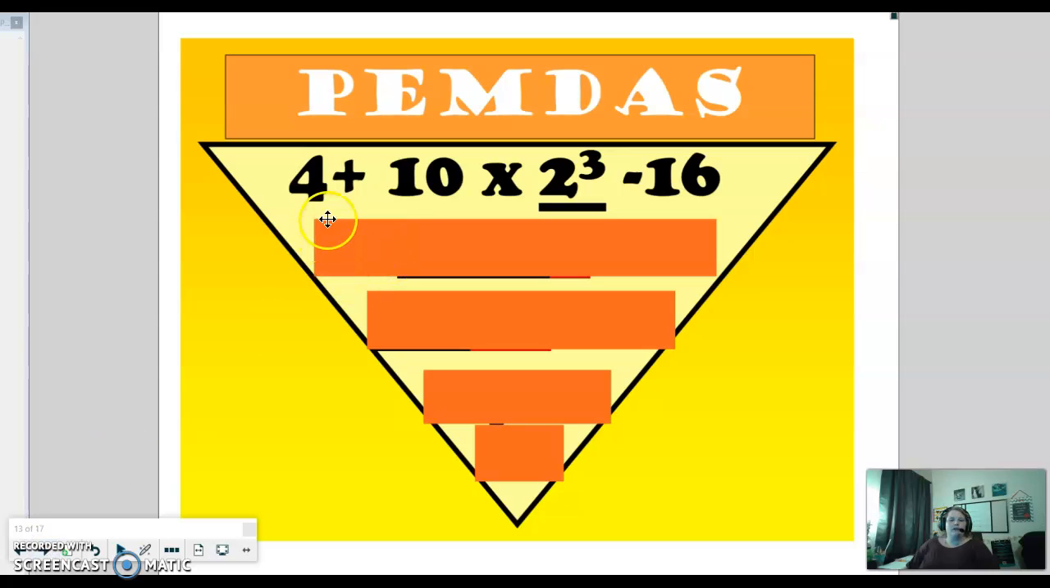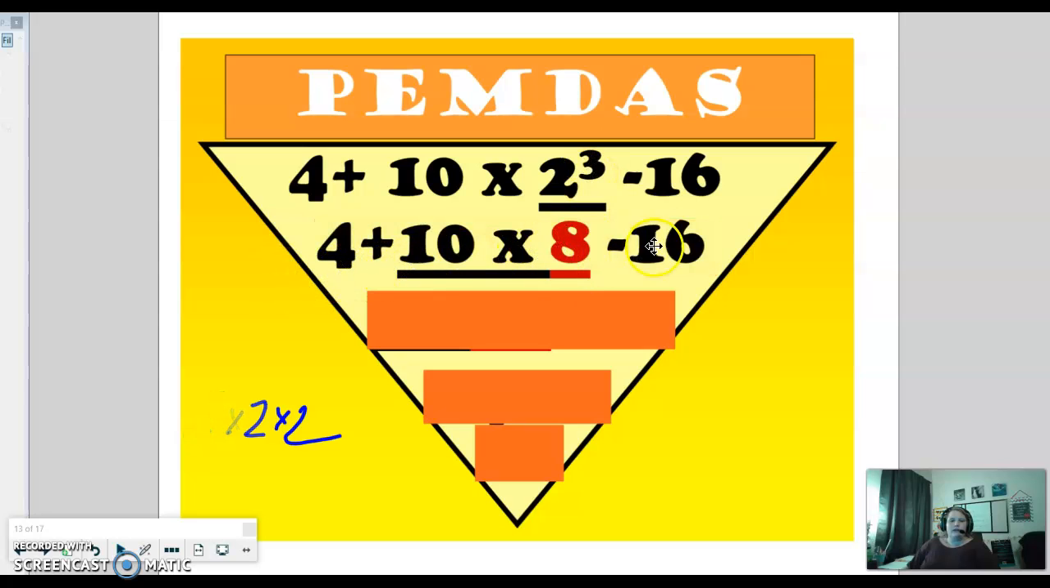Next problem. I have 4 plus 10 times 2 to the third power minus 16. I don't have any parentheses in this problem, so I don't need the P. So I jump over to my E. I have an exponent, 2 to the third power. Well, that is 2 times 2 times 2. 2 times 2 times 2 is 8. So I'm going to write down 8 and bring everything else down with it.